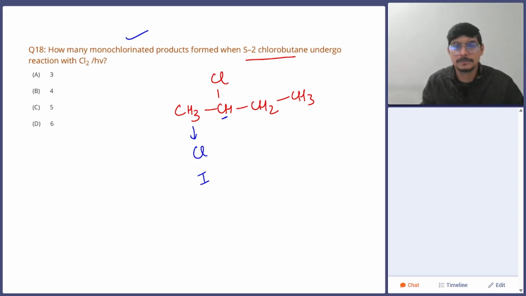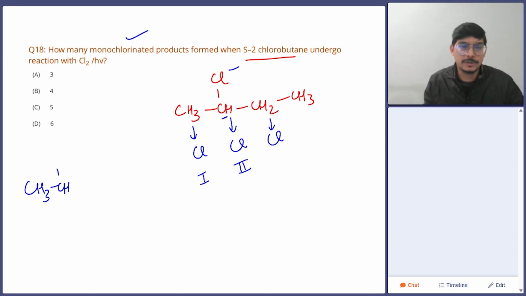So this is your first product. If you replace this hydrogen by chlorine, again, the chirality is lost, because you have two chlorine atoms on the second carbon. So again, this is one product. If you replace one hydrogen on the secondary carbon by a chlorine, then a new chiral carbon is generated.